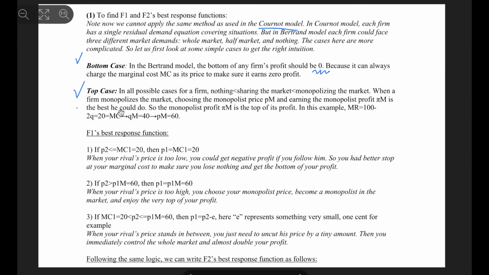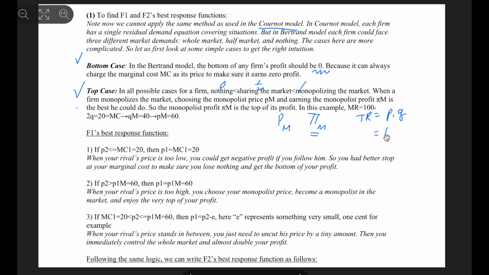And we have the top case, right? In all possible cases of a firm, we can have 0, half, or all, right? So when the firm monopolizes the market, choosing the monopoly price and earning the monopoly profit is the best it could do. So the monopoly profit pi m is the top of its profit, and in this example, MR equals 100 minus 2Q.